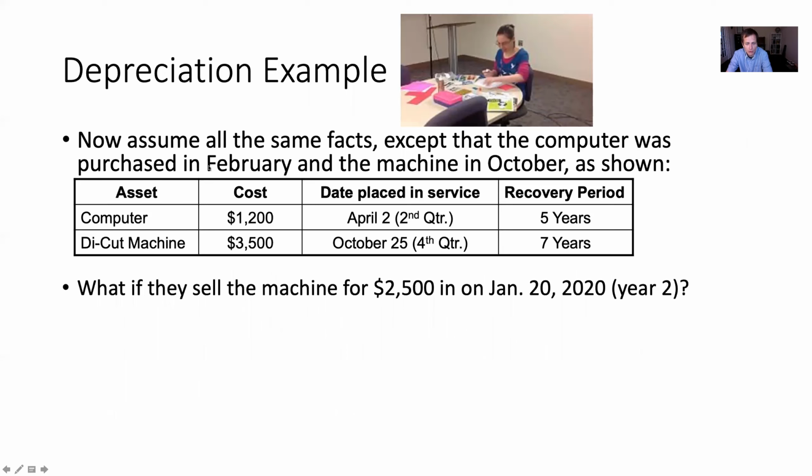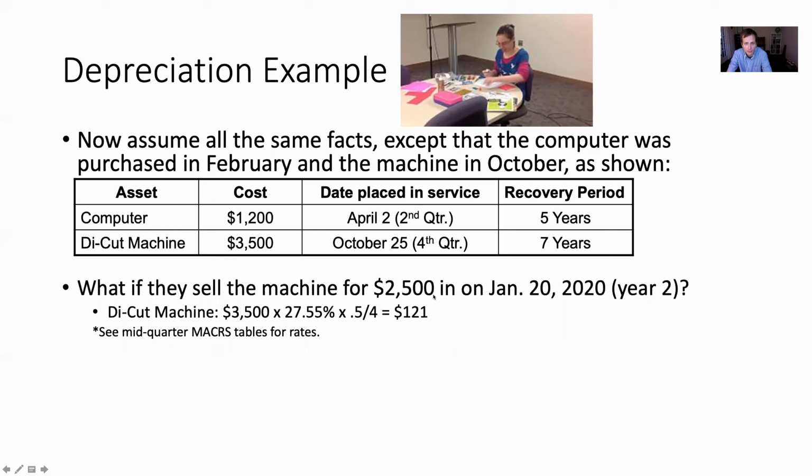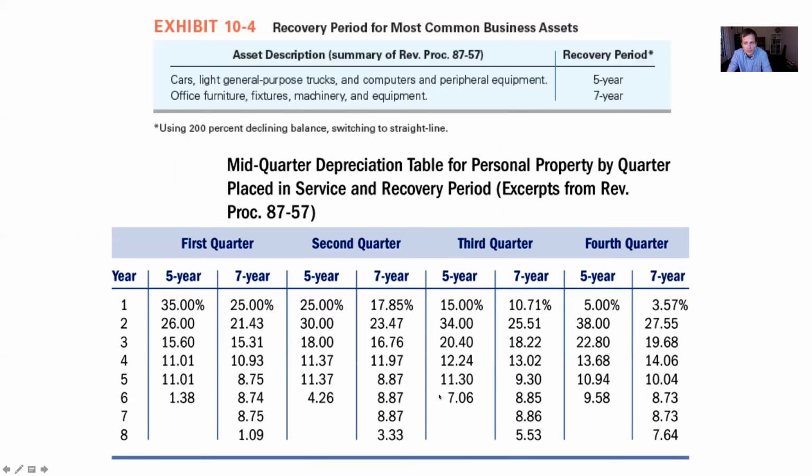So now, let's say we're still with this example. We had enough in the fourth quarter that we're using the mid-quarter convention. We calculated year one. Now we're in year two and they sell the machine for $2,500. All right, so let's go back here. The machine was right here is where we started. So this is where we stay. Year two percentage is 27.55.